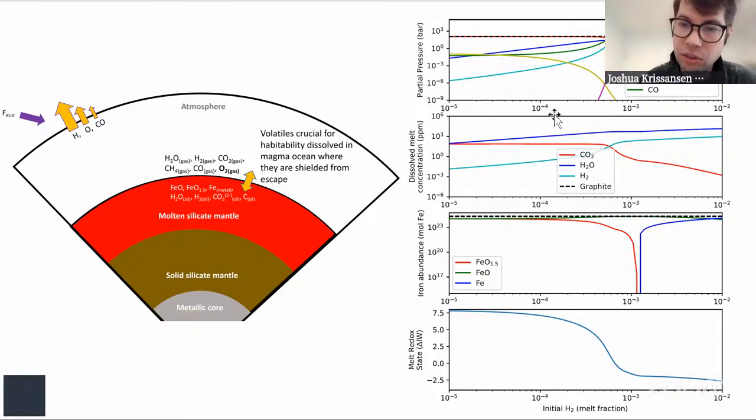How do the dissolved species in the magma ocean change? And then how does iron speciate as you add more and more hydrogen? Of course, as you add more and more hydrogen, the redox state becomes more and more reduced. So this is just giving you an example of how that equilibrium calculation is done.